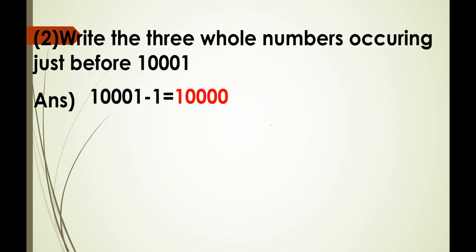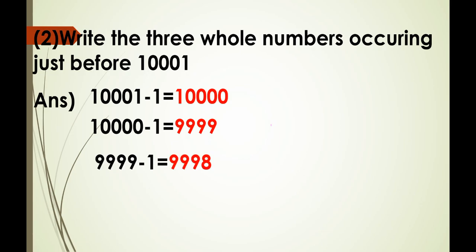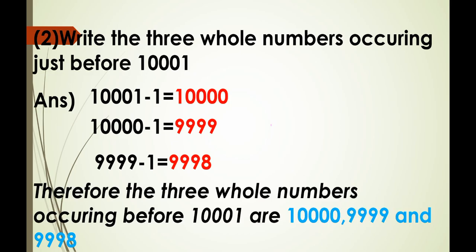10,001 minus 1. What's the answer? 10,000. Before 10,000, 9,999. Before 9,999, it is 9,998. You can directly write the answer, no problem. Without subtracting also, you can directly write the answer. Therefore, the three whole numbers occurring before 10,001 are 10,000, 9,999 and 9,998.